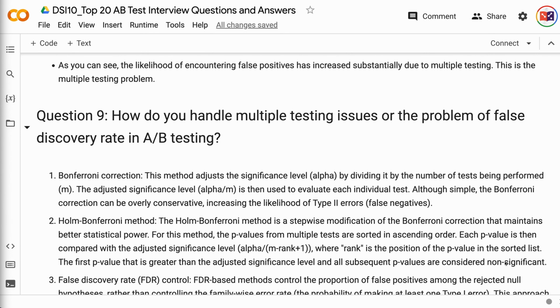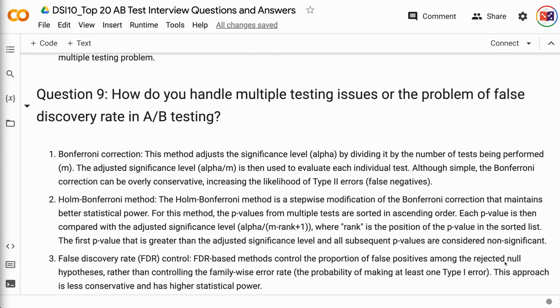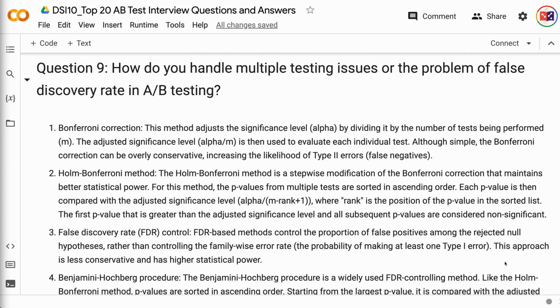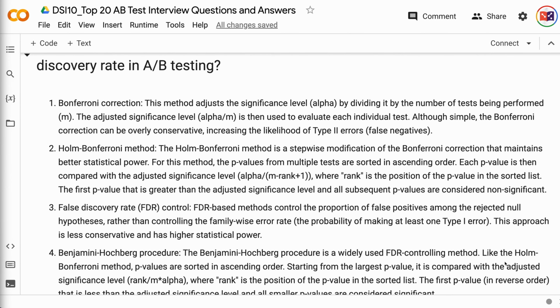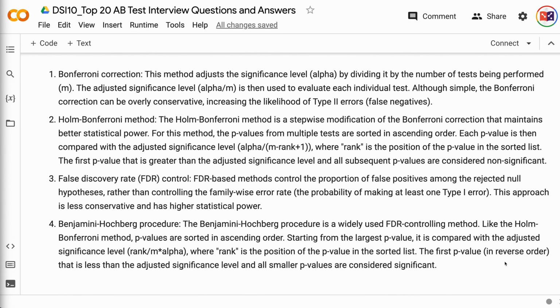Question 9. How do you handle multiple testing issues or the problem of false discovery rate in hypothesis testing? Method 1. Bonferroni correction. This method adjusts the significance level by dividing it by the number of tests being performed. The adjusted significance level is then used to evaluate each individual test. Although simple, the Bonferroni correction can be overly conservative, increasing the likelihood of type 2 errors. Method 2. Holm-Bonferroni method.